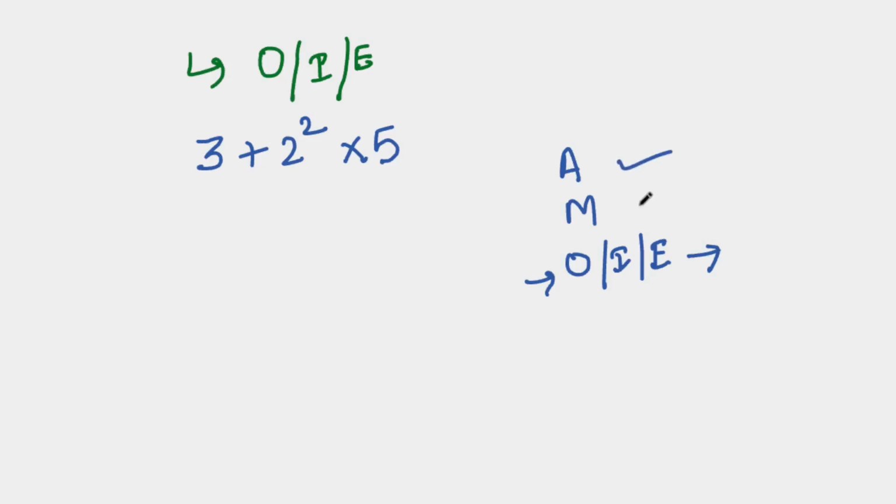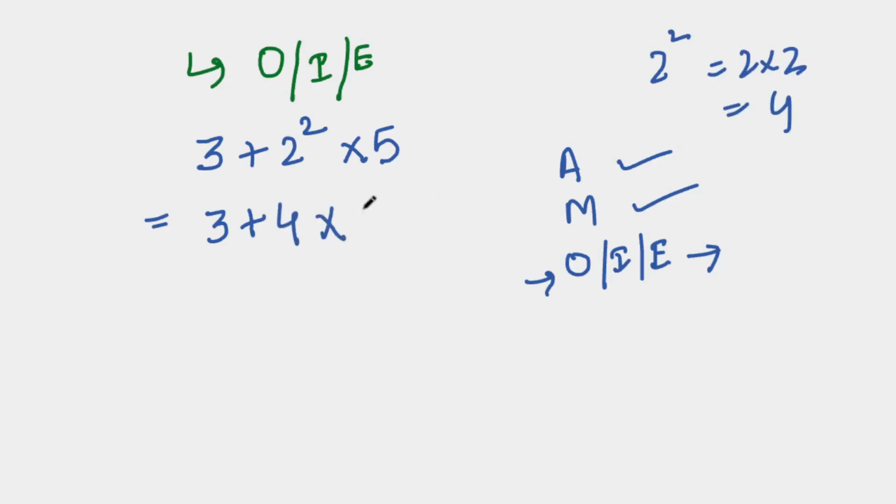We'll leave addition and multiplication right now. So in the first step, we will solve this. 2 raised to the power 2 means 4. 2 raised to the power 2, or 2 square, is 2 times 2, which is 4, right? So we will write 4 here. Then we will write 5. Rest everything is exactly the same.